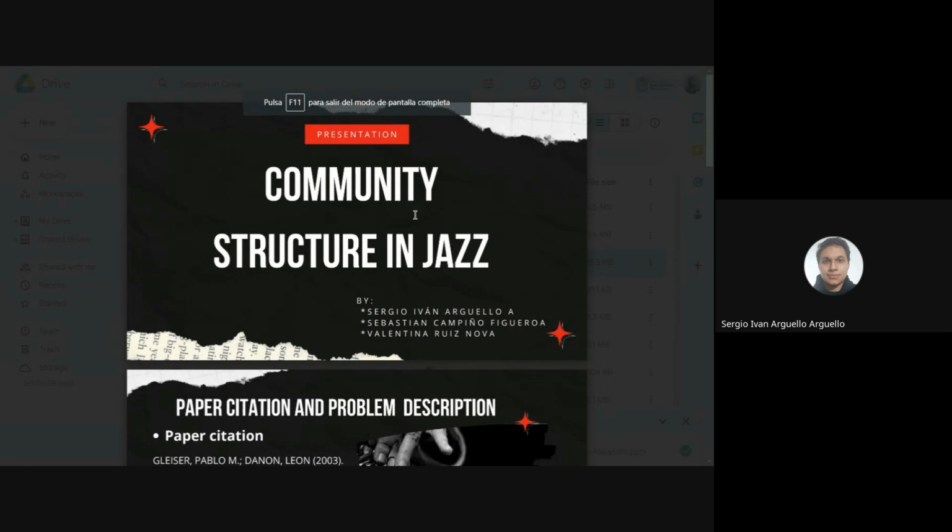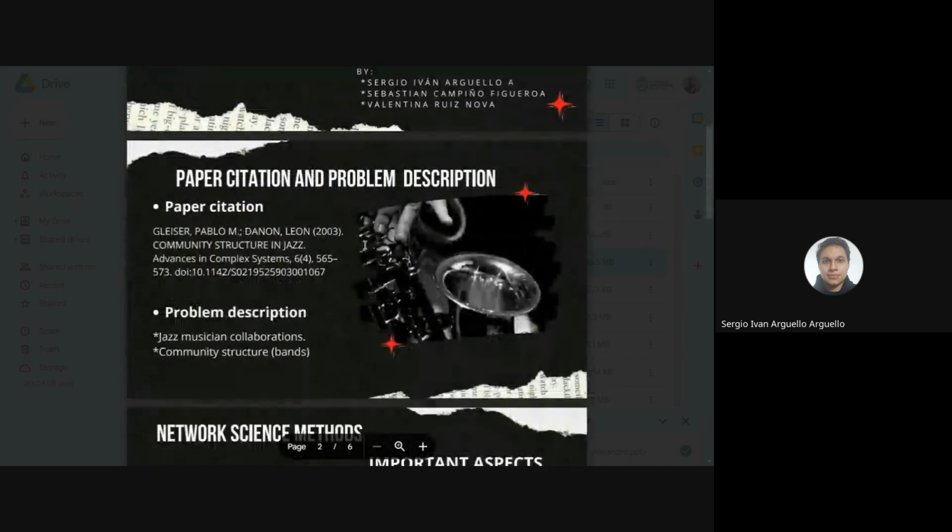we're going to work with community structure in jazz. We are Sergio Arguello, Sebastián Campiño, and Valentina Ruiz. The paper is named Community Structure in Jazz, and it was written by Pablo Gleiser and Leon Danon.